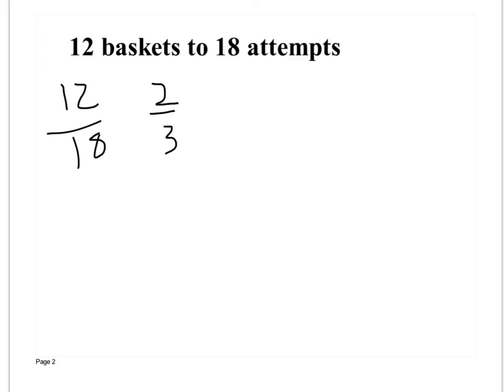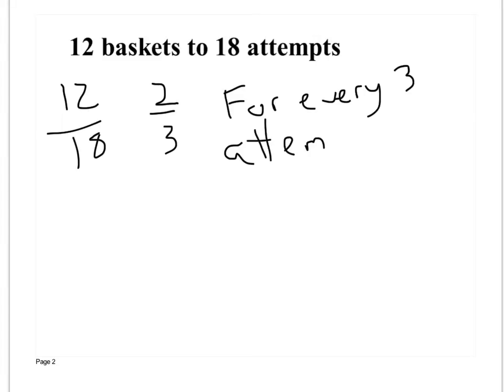Someone want to raise your hand and tell me what this means? Brody. For every 12 baskets, there's 18 attempts. Kind of. It would be more as in for every 18 attempts, he made 12 baskets. But let's use the reduced term, the one in simplest form. So it would be for every 3 attempts, he made 2 baskets.